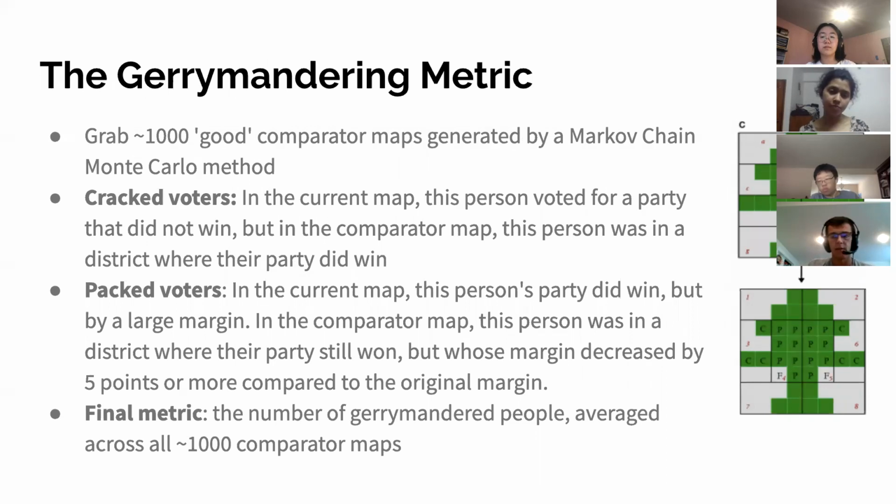And then we divide the voters into one of 2 groups, packed or cracked. Cracked voters are individuals who did not win in their current map, but can be demonstrably proven to have won in other fair comparator maps. And packed voters are individuals who win their current map and can be shown to win in other maps, albeit with a margin of victory of at least 5 points less. This final metric is then added together and averaged over all 1,000 comparator maps to create our gerrymandering score for the map in question.